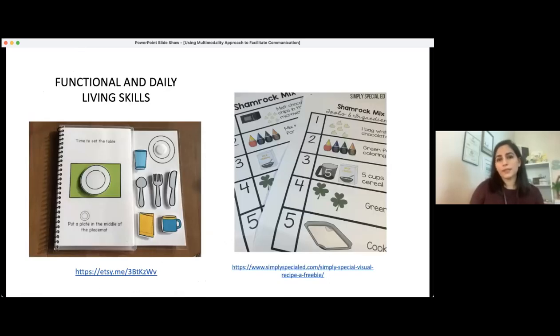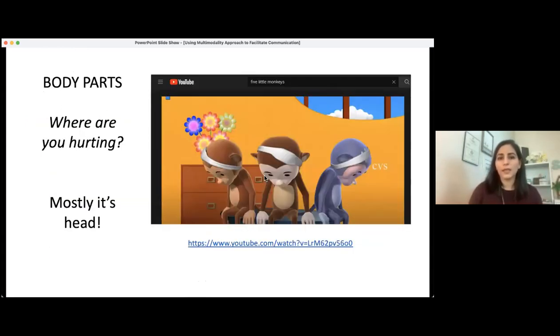And then functional and daily living skills. As you can see, this is what I found on Etsy, how to set a table. And these are the recipes that I was talking about. A lot of kids learn to follow directions if they're given in this kind of way. My own son cooks here and there. Actually he makes his breakfast every day. He makes his grilled cheese sandwich. But other than that, we also have a little recipe book where we have pictures and words, and he's able to follow those directions. It's really enjoyable as well.